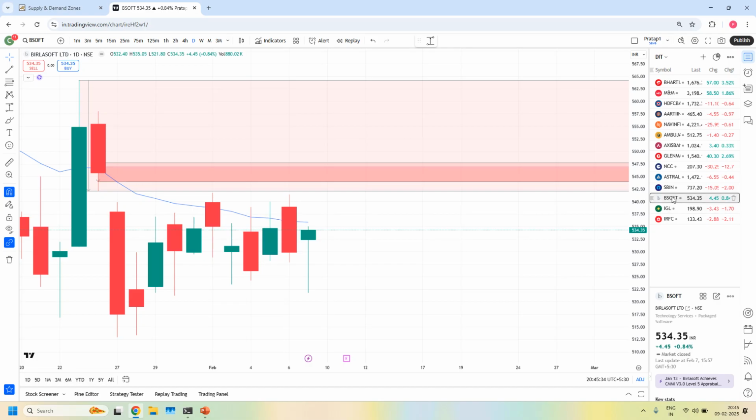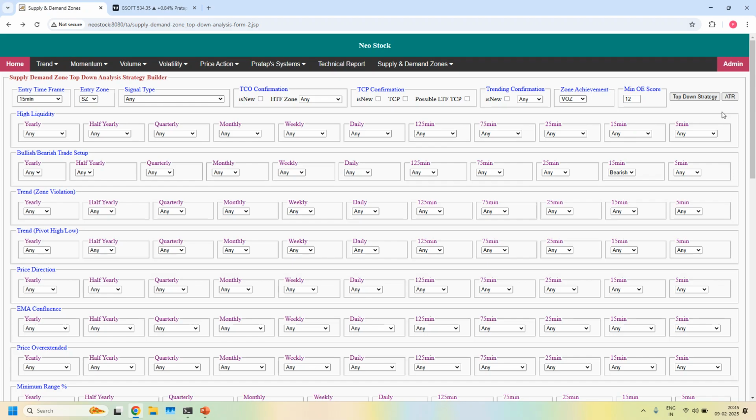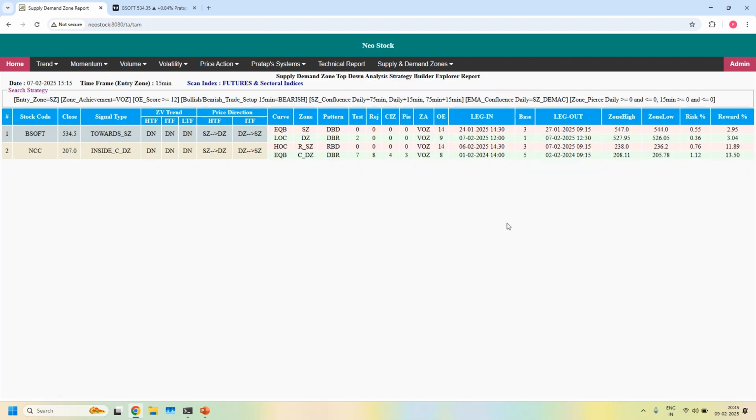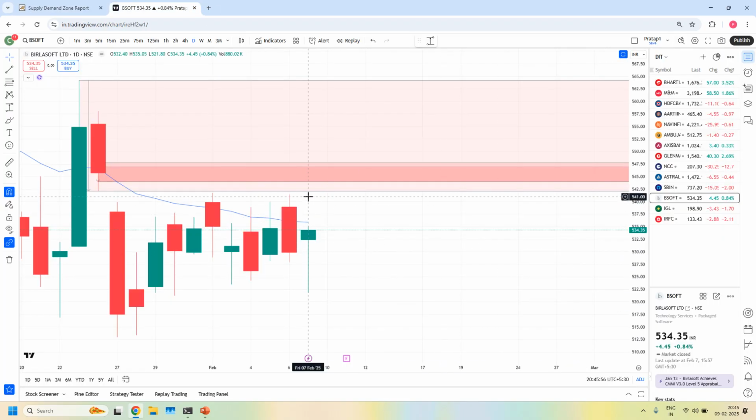Okay. Now I am setting EMA confluence on the daily time frame, daily supply zone having daily EMA confluence. Birlasoft should not come. Huh? Birlasoft came. That means this buffer is good enough to calculate? Maybe. According to the software, this buffer is good enough to consider the zone confluence. But okay, maybe my judgment is wrong.